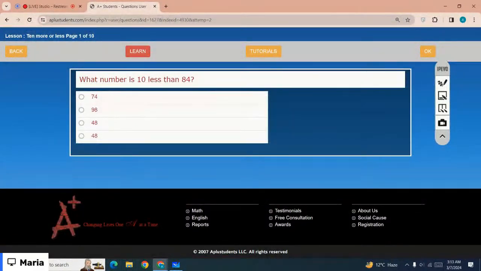What number is 10 less than 84? So which is the correct option? 10 less than means you have to subtract 10. So which is the correct option? Which number is 10 less than 84?